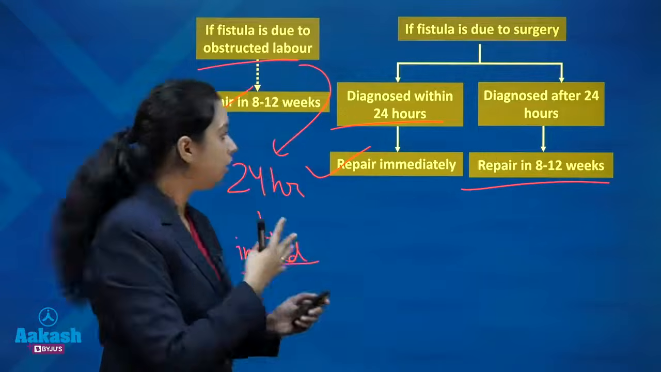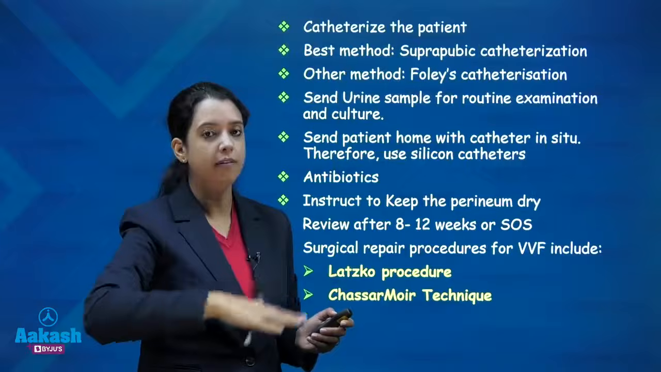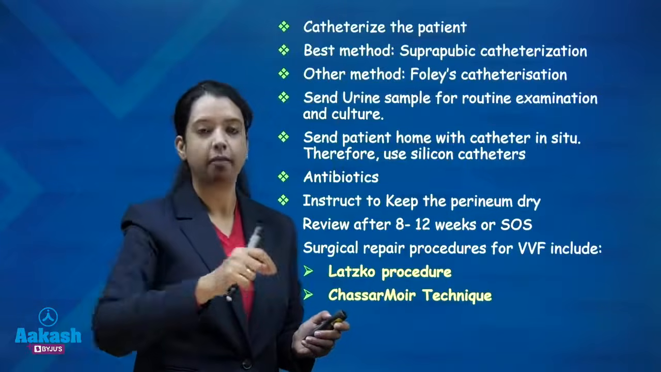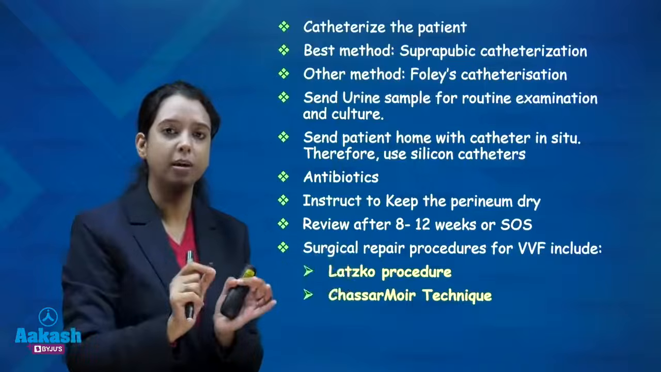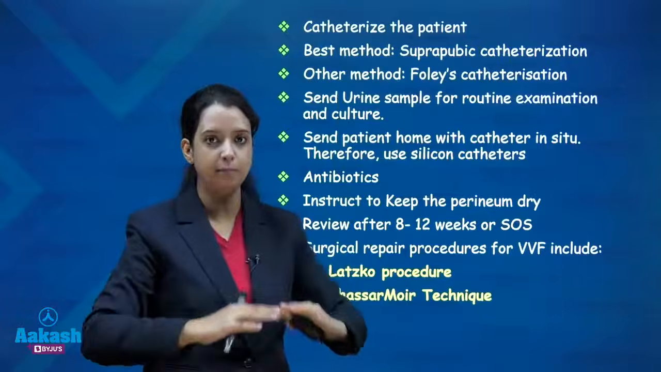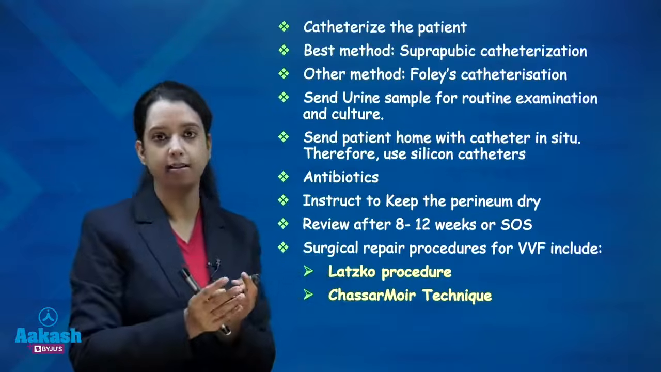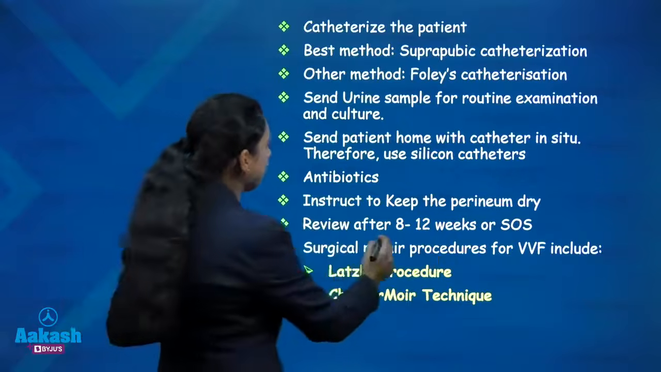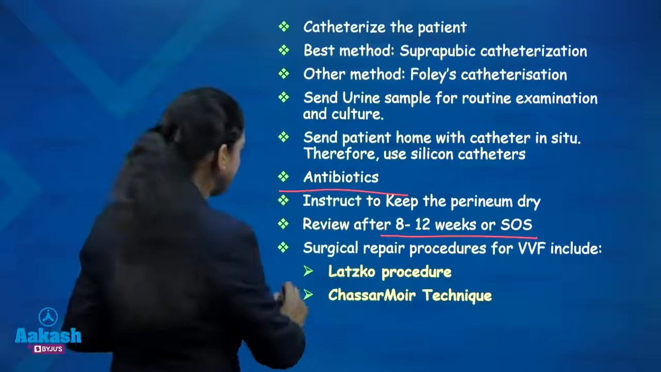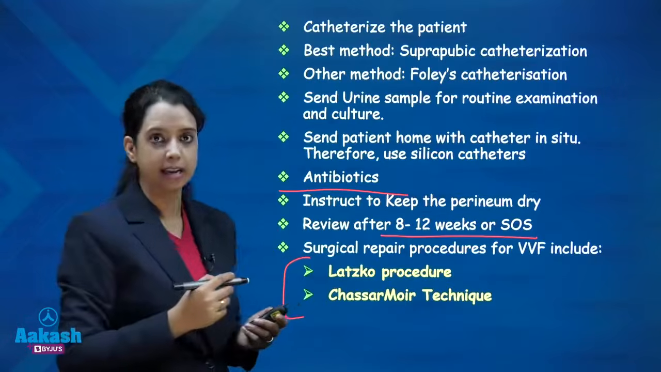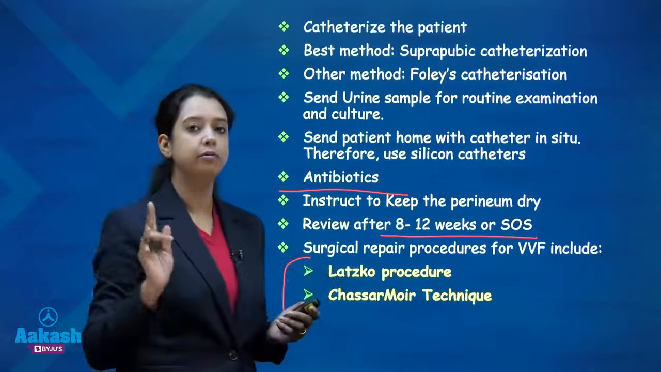Same here. So how will you send the patient home? She will be having constant dribbling, you will catheterize the patient. That too suprapubic catheterization. So you will put a long staying suprapubic catheter so that patient doesn't keep on dribbling. Okay, the lower area is dry, and you will call her after 8 to 12 weeks. Right, you will give her antibiotics also. And the procedures done are Latzko and Chassar Moir technique. So these are the two procedures done for VVF.